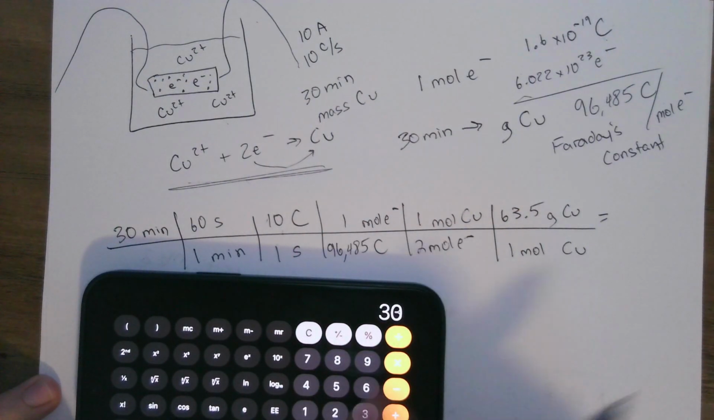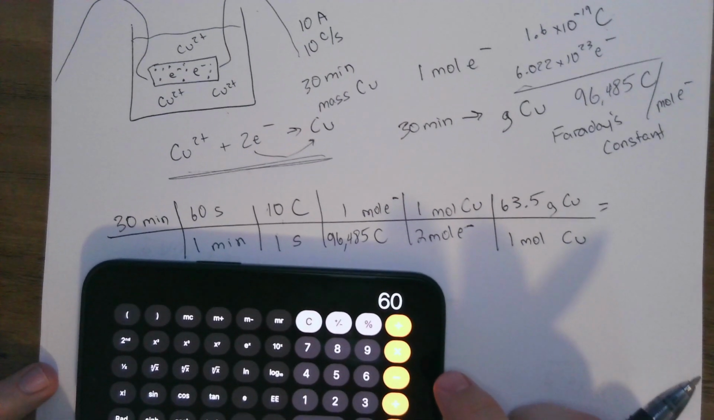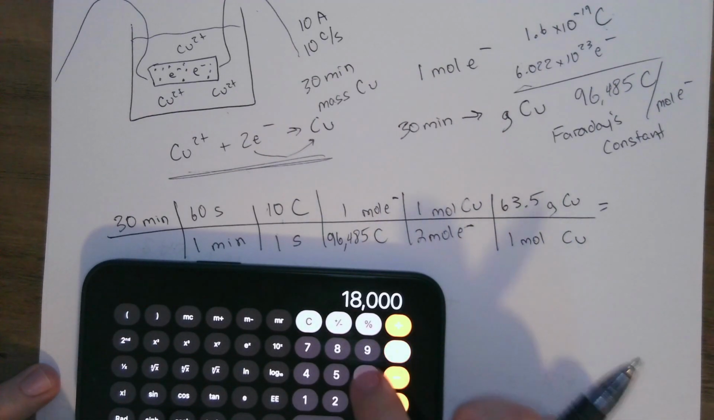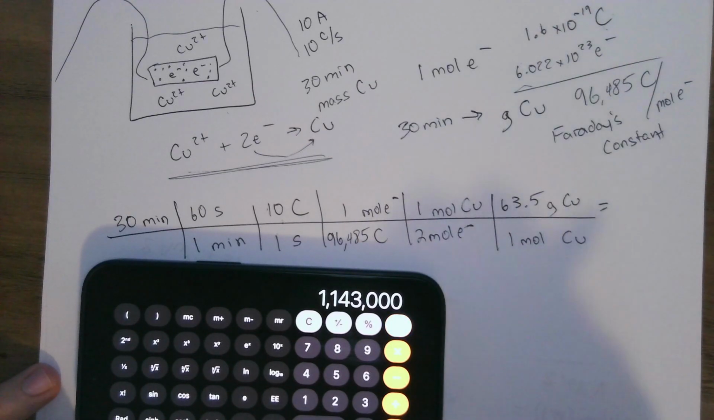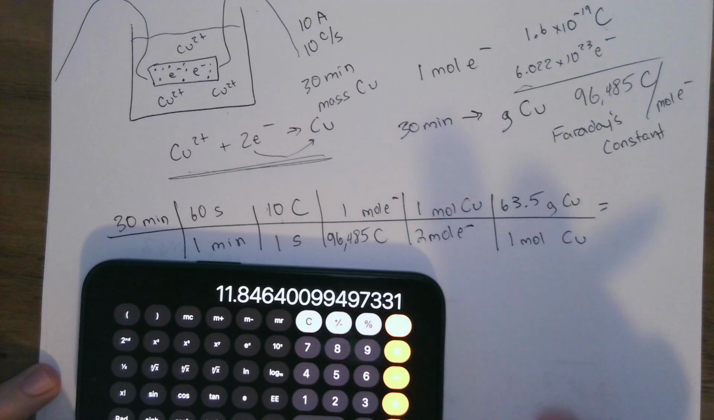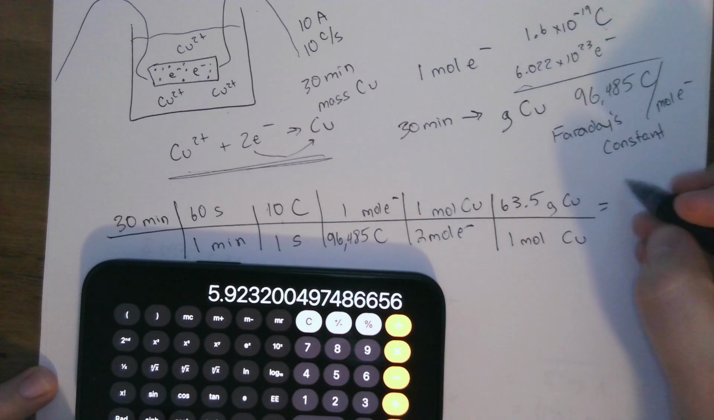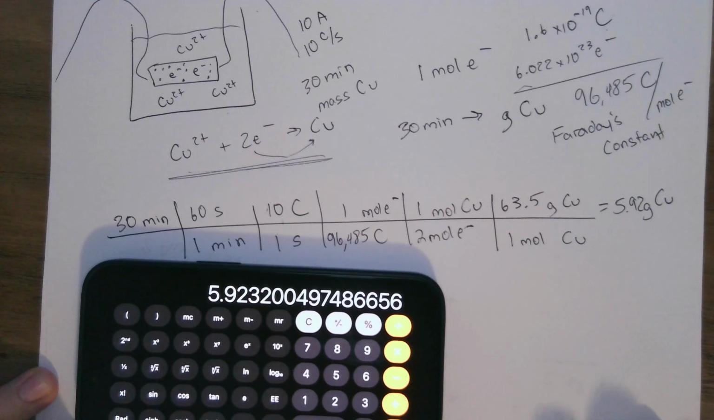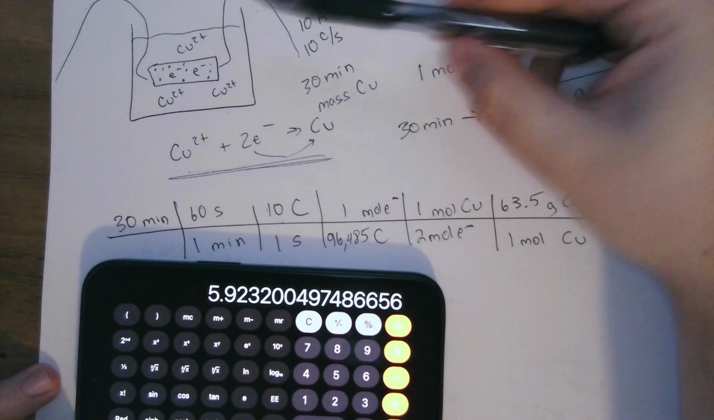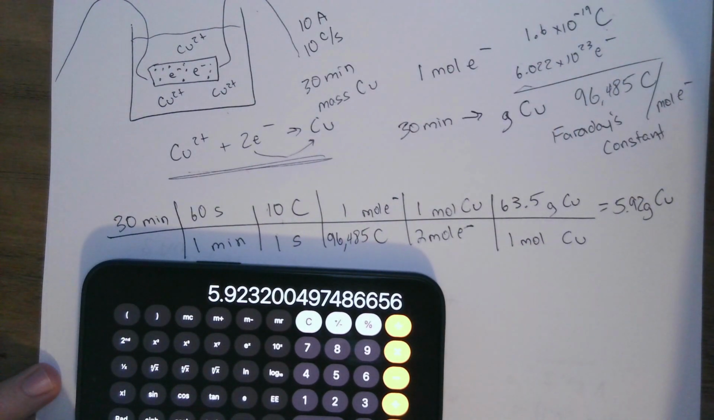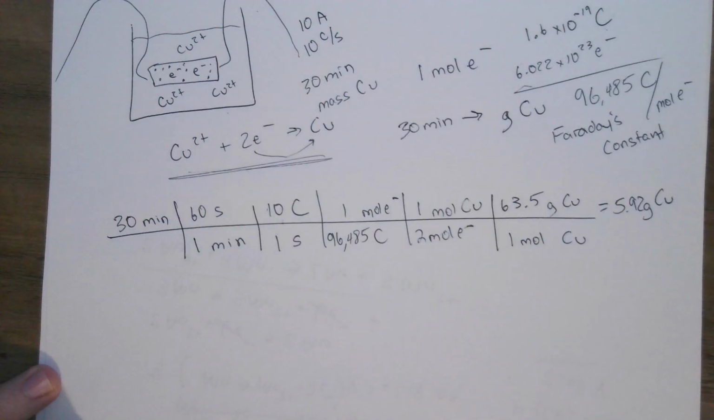So I got 30 times 60 times 10 times 63.5. We just rounded, so that'd be okay. Divided by 96.485, divided by 2. 5.92 grams of copper. Which doesn't seem like a lot, but that is basically copper I was able to make appear out of nowhere, out of this liquid. Which is pretty cool.